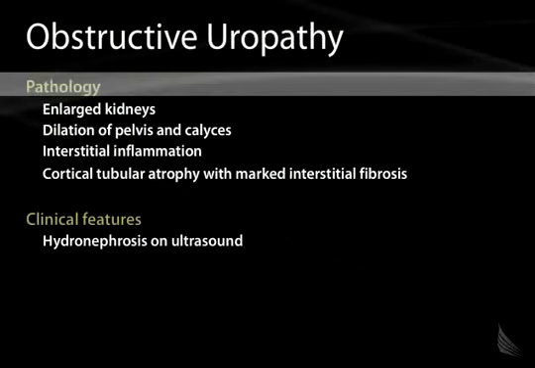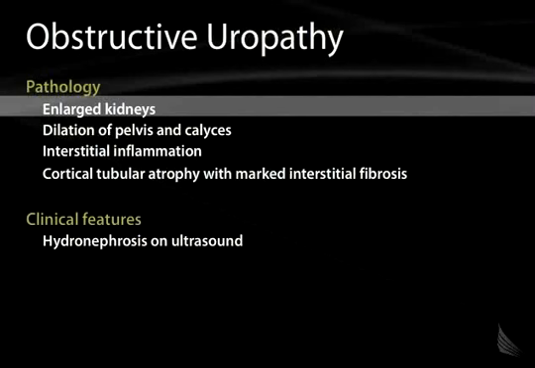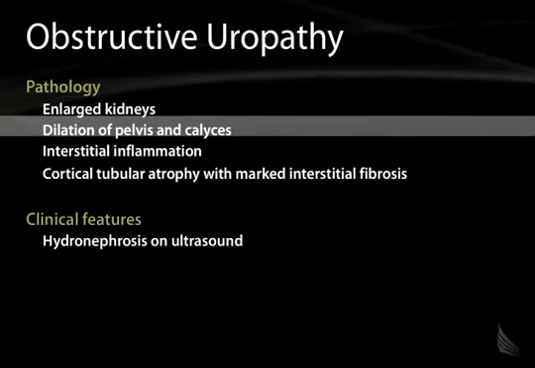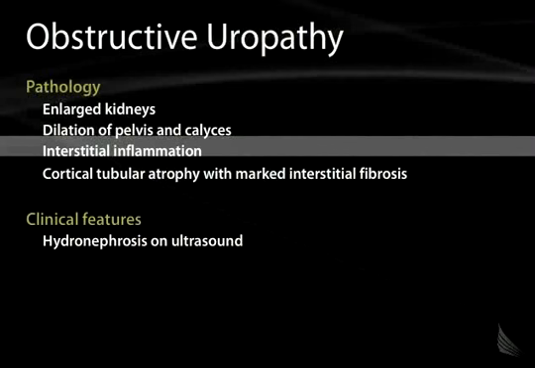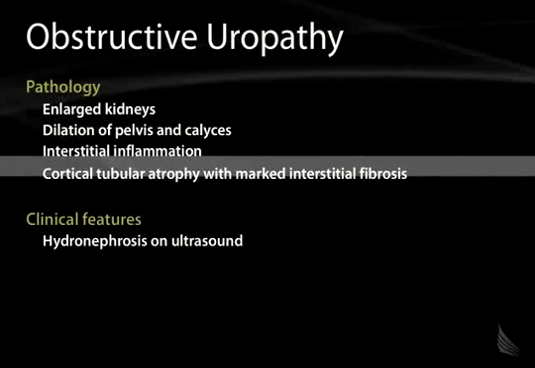The consequence of this is enlargement of the kidneys. Urine, which normally should flow unobstructed from the kidney through the ureter to the bladder and out through the urethra, backs up. And this causes everything in the system to dilate. So you get dilation of the renal pelvis, dilation of the calyces. You can get interstitial inflammation and atrophy of the tubules with interstitial fibrosis as a consequence of this swelling, dilation, and obstruction.